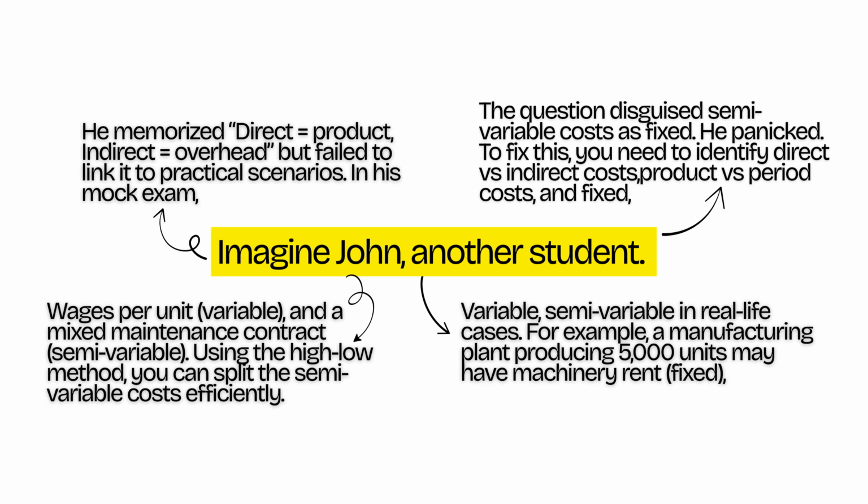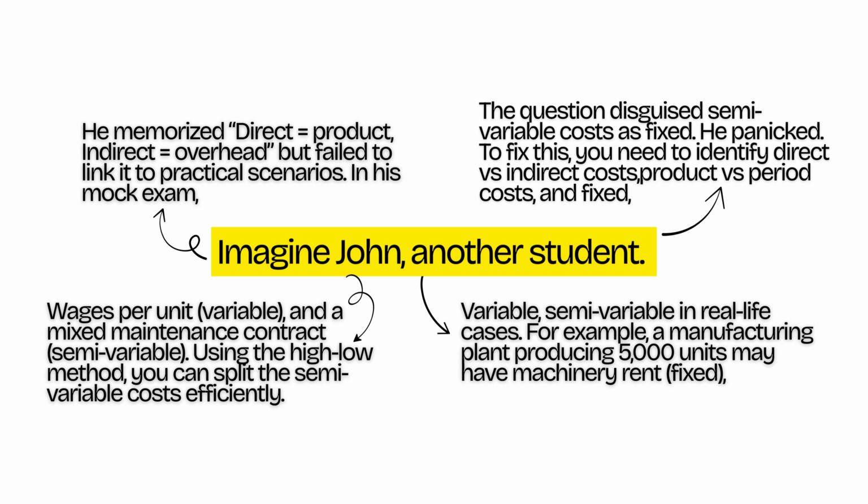Using the high-low method, you can split the semi-variable costs efficiently. Competitors rarely teach how this links directly to exam question traps. Knowing this allows you to anticipate examiner tricks. Here's a quick reel-style strategy. If high-low takes you more than 20 seconds, you're doing it wrong. Take 2 activity levels, apply the high-low formula, extract the variable cost, and boom, done.